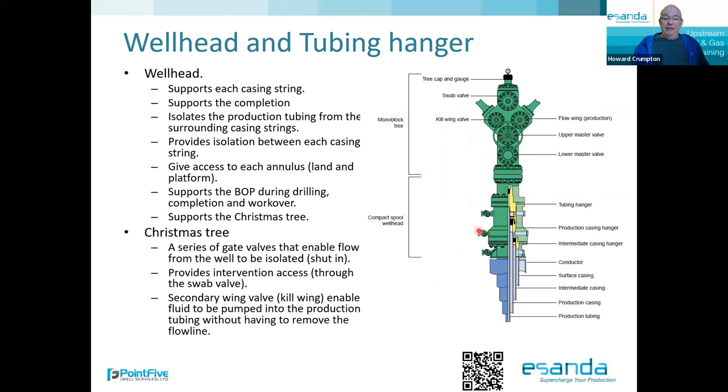Beneath the Christmas tree is the wellhead. The wellhead supports each and every casing string. It isolates pressure between the different casing strings. And on a land well or a platform well, it gives me access to the annulus, so I can monitor annulus pressure. If pressure starts to build up in the annulus, I can bleed it off. In subsea wells, you don't have that access to the outer annulus, but that's getting into too much detail. The other thing that the wellhead does is support the Christmas tree, and during the drilling of the well, it supports the BOP.